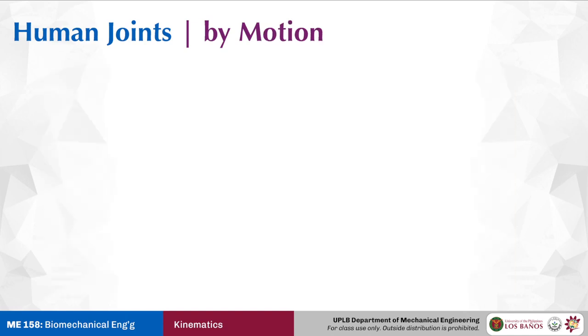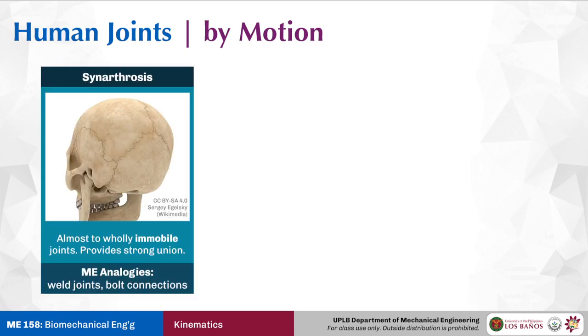Now, for the motion classification of joints, there's a connection between the makeup and the motion that each joint exhibits. So, for example, joints that are synarthrosis are wholly immobile, so essentially they are fibrous joints. Analogies for them in mechanical engineering would be weld joints or bolt connections. Basically, these are the joints that are not joints. They don't allow movement between mating geometries. They're just meant to be assembled and fixed together.